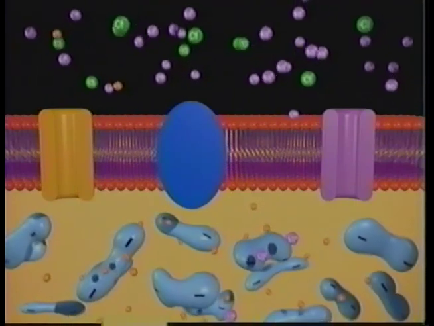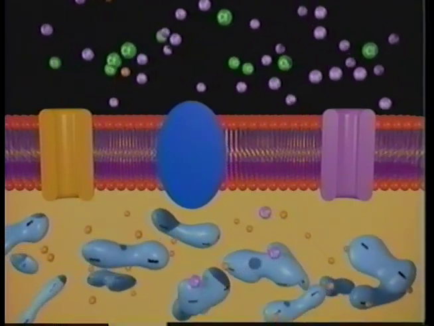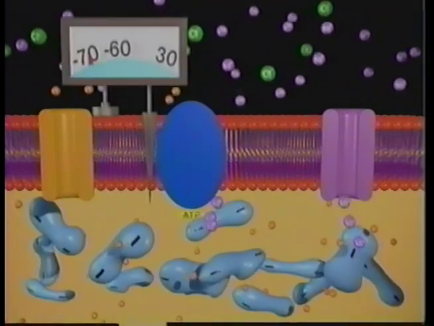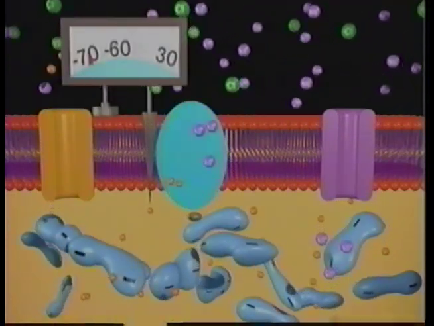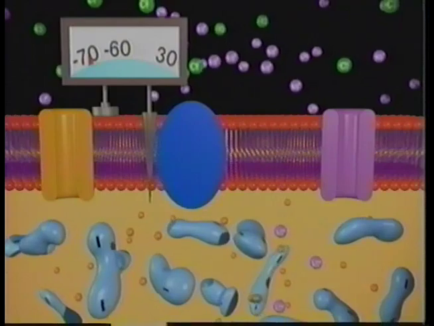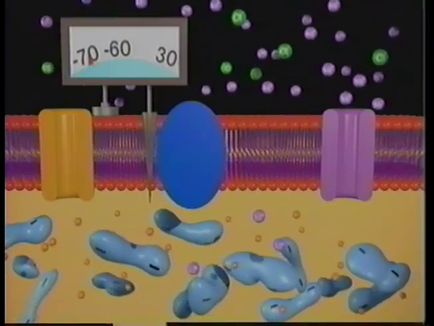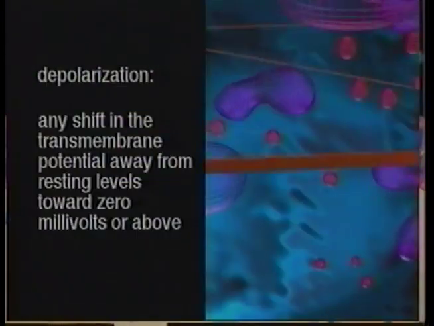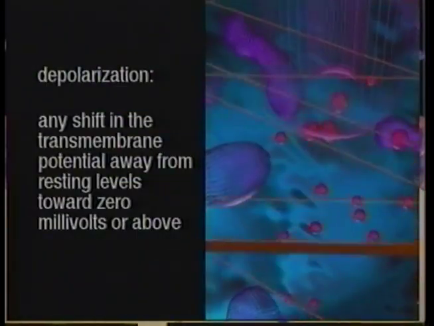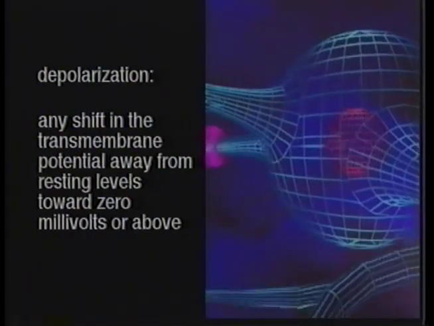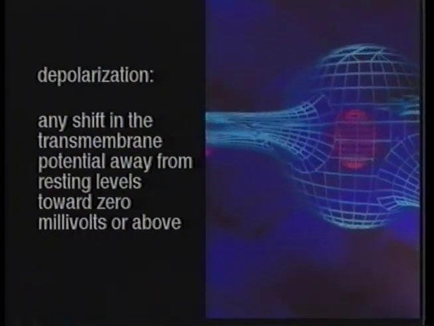The difference in positive and negative ion distribution across the cell membrane creates a polarization that can be measured as a transmembrane potential. The transmembrane potential of a resting cell is about negative 70 millivolts. Any shift in the transmembrane potential away from resting levels towards 0 millivolts or above is called depolarization.